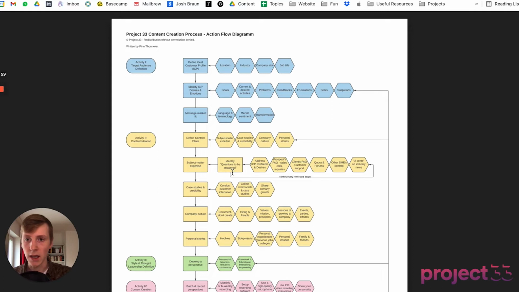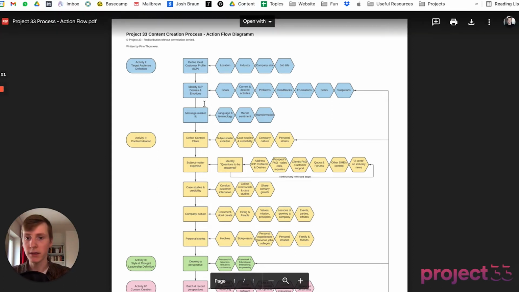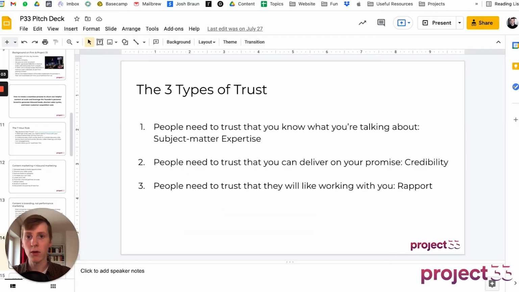So let's walk through things. Our content ideation process, and how we create content and ideate content, is to a large extent based around the concept of the 3 types of trust. So I'll just quickly go over it. Basically, any prospect who will ever buy from you needs to trust you. More specifically, there are 3 different types of trust that you need to build with them.